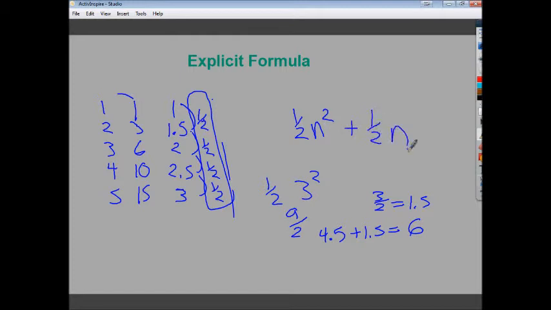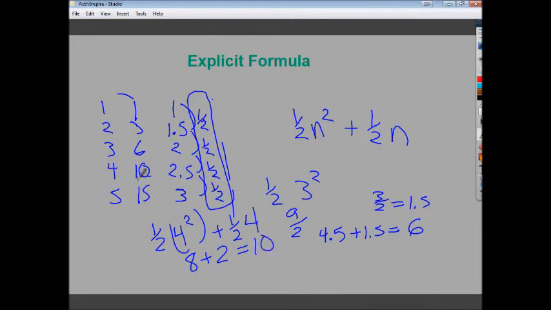I thought about that for a minute, and I was like, okay, that's something. So I tried it for 4. I did 1/2 of 4 squared, which is 16, of course, and then I did 1/2 of 4. Half of 16 would be 8, and half of 4 would be 2, and 8 plus 2 is 10. So my formula worked.